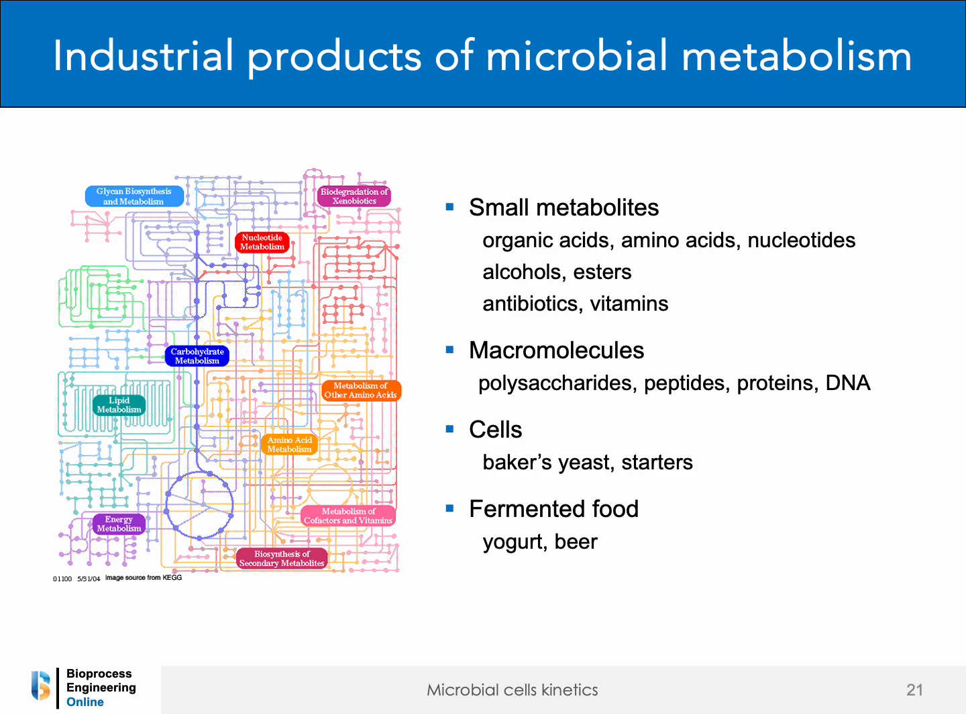The value of Kgp determines the duration of the transition to the growth-arrested state. A wide range of products are industrially produced through microbial fermentation, all derived from the complex metabolic pathways of the microbial cells used. Fermentation products can be classified into four main categories. Small metabolites, such as organic acids, amino acids, nucleotides, alcohols, esters, antibiotics, vitamins. Macromolecules, mainly polysaccharides, peptides, proteins, DNA. Cells, for instance, baker's yeast, starters. Fermented foods such as yogurt, beer. Each of these products follows distinct production kinetics throughout the fermentation process.